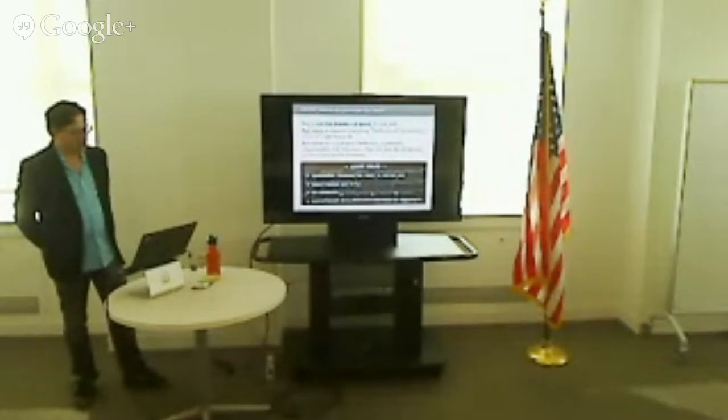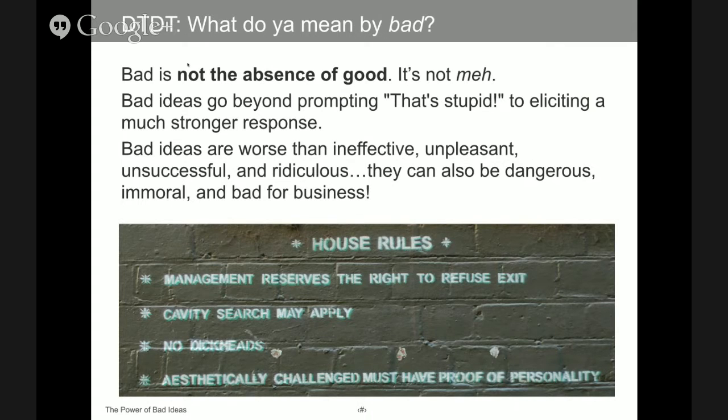DTDT. Does anyone know what that stands for? Defining the damn thing. In the user experience world, there seems to be a lot of desire to define things. Something that people can argue about, but I own this discussion for now, unless someone wants to debate it. So here's what I mean by bad. I'm going to define my terms here. It's not the absence of good. It's not meh. Bad is something stronger. It's not just, that's kind of dumb. When we look for something that's bad, you're trying to get just that visceral kind of response. So think about dangerous, immoral, bad for the organization, bad for business. That's kind of what I mean by bad.